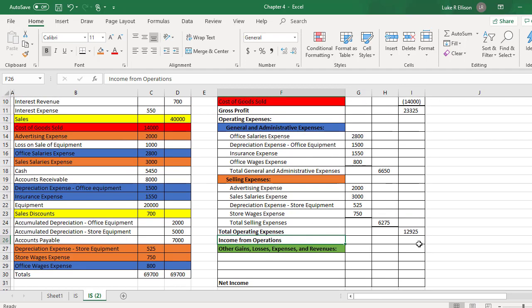Next, we can calculate our next income subtotal, which is income from operations. And we find that by taking our gross profit and subtracting our total operating expenses. So we get an income from operations of $10,400.